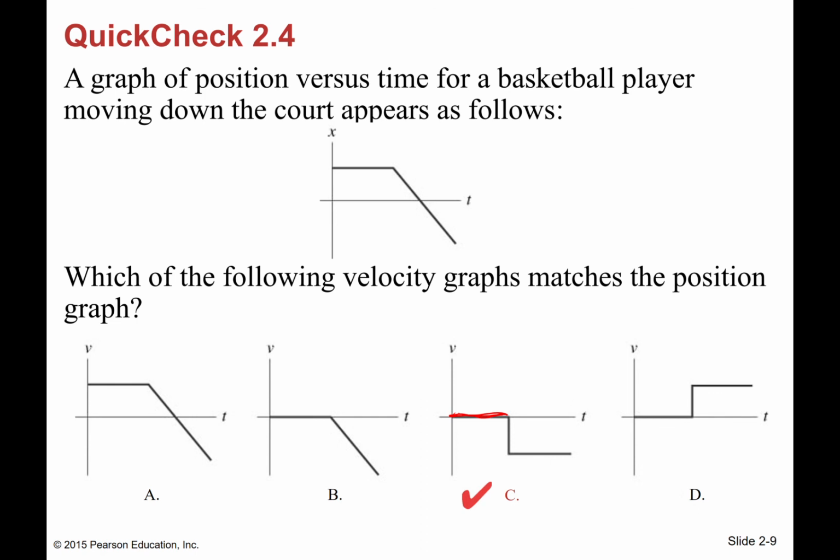Then at this point, at this time, he starts moving in this direction, right? So this is a negative slope. A negative slope means a negative velocity. So then it would be this one here. So that is the way to obtain this velocity versus time graph from this position versus time graph.